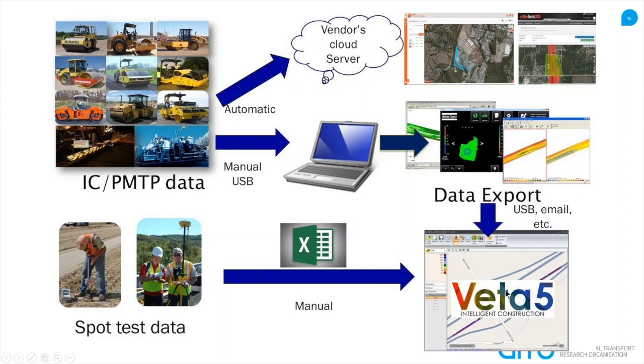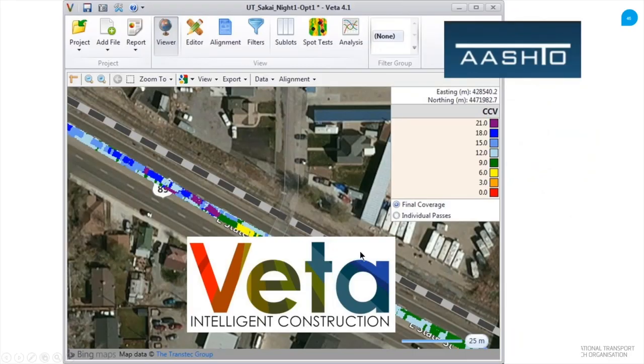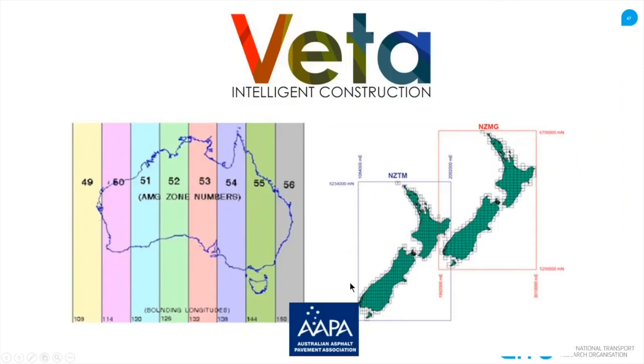Veda is a standard software we developed for the Federal Highway of the United States and a lot of the DOTs. And it's now required by the national standard ARRB. And we'll show you in a minute how to correlate all the analysis. So Veda is a free public domain software. And we recently have upgraded so that now it can be used in Australia and New Zealand by using the MGA and also the New Zealand map projection.